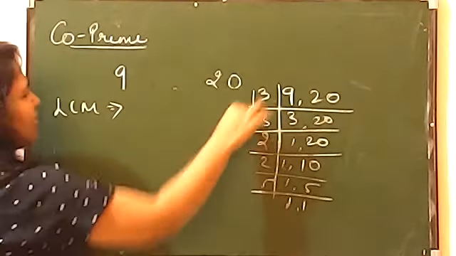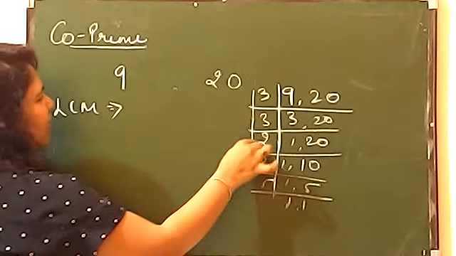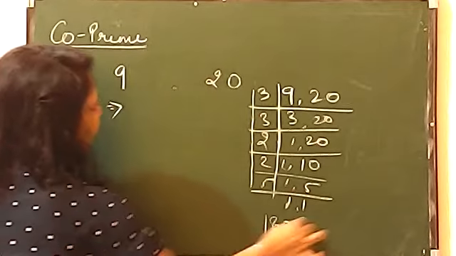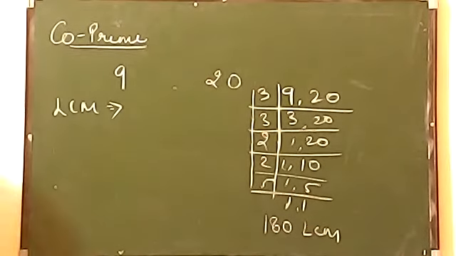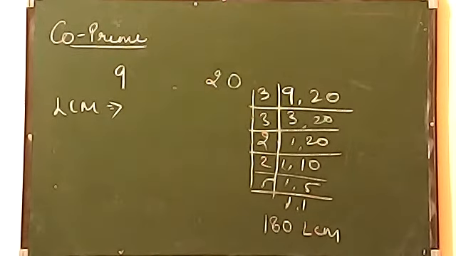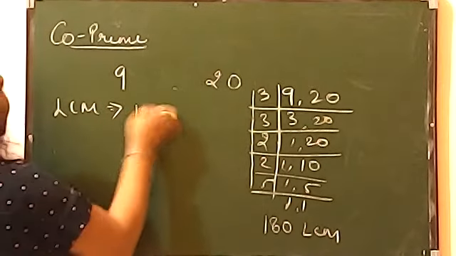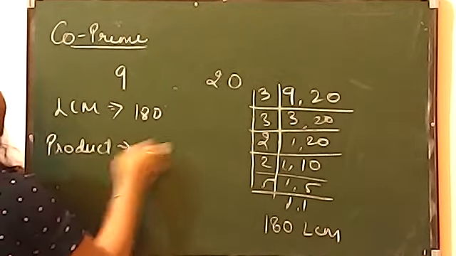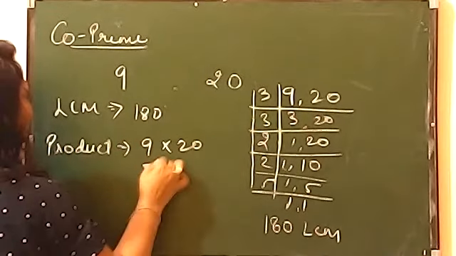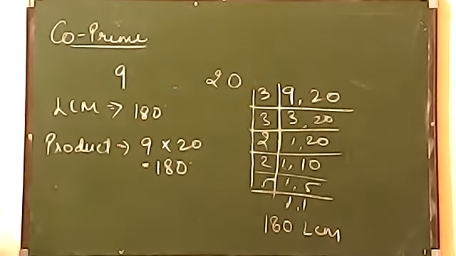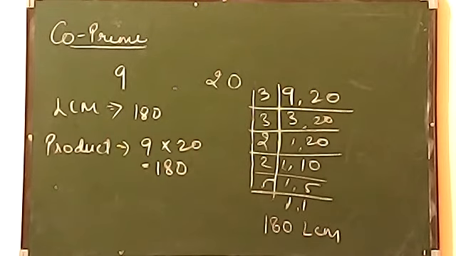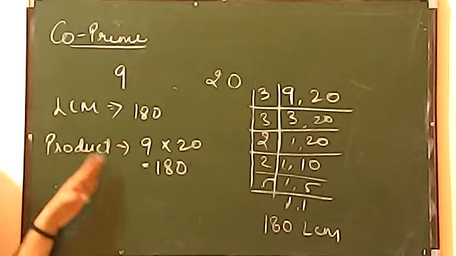See this. 3 3s are 9, 9 2s are 18, 18 2s are 36 and 36 5s are 180. You are getting the LCM as 180, and let us see the product of both numbers, 9 into 20, that will also give you 180. Always remember, the product means the result of multiplication of both the numbers.